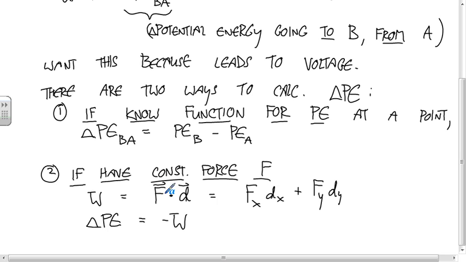Okay, so there's two ways to do it. How do you choose which one to do? Well, use this one if you happen to know the potential energy function. Use this one if the force in that force field happens to be constant at every point. And if you don't have either of those, then you can't do it. But the ones we're going to do, you're always going to have one of these two options.